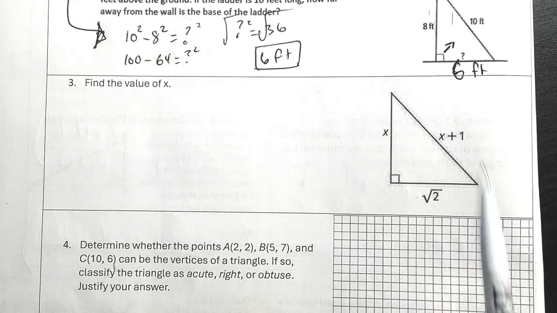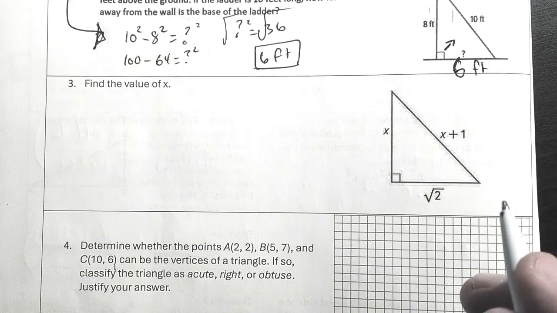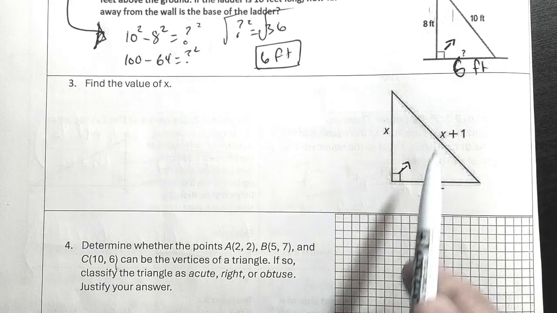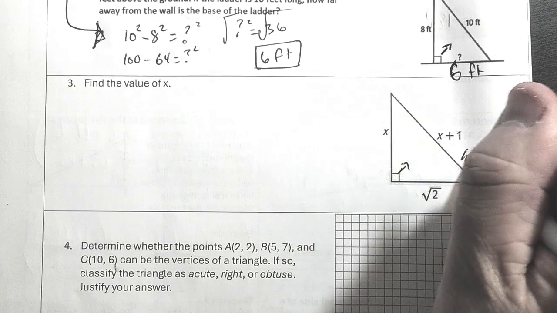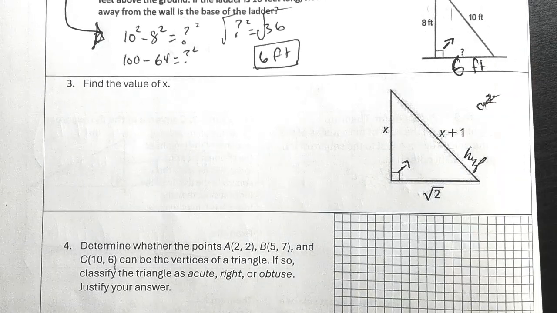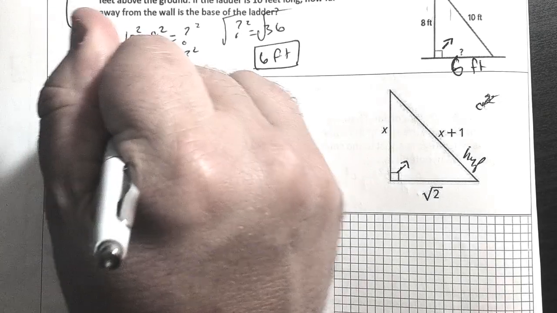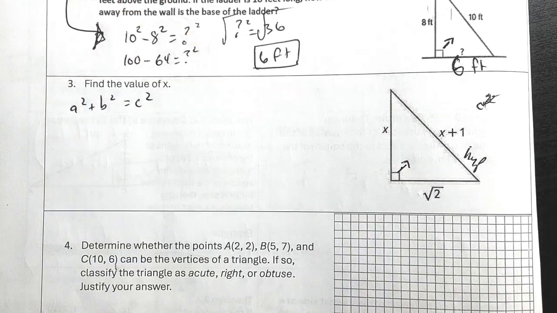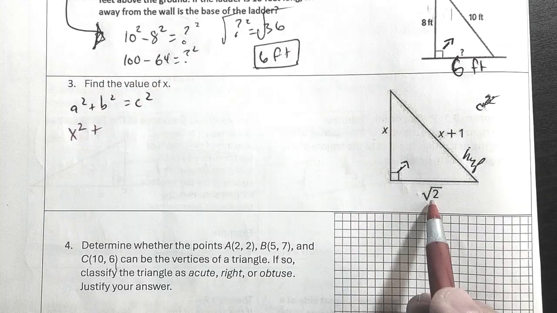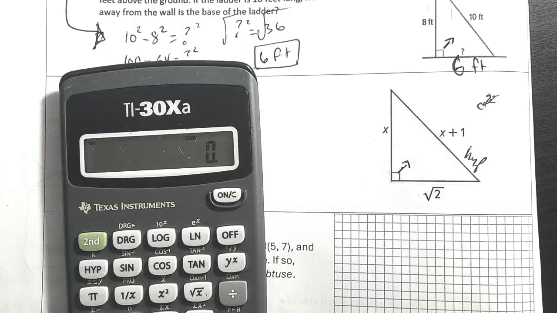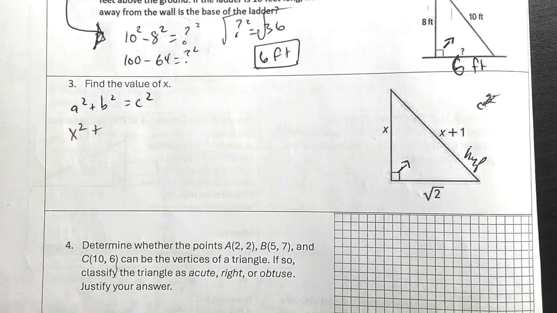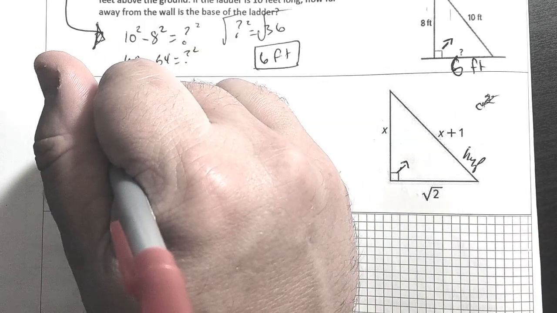Find the value of x. So this is our hypotenuse, or our c squared, or c. We're going to square it in a second, but so a squared plus b squared equals c squared. So x squared plus, so the square root of 2, so watch this, and we're going to square that. So square root of 2 times the square root of 2, or the square root of 2 squared, is 2.